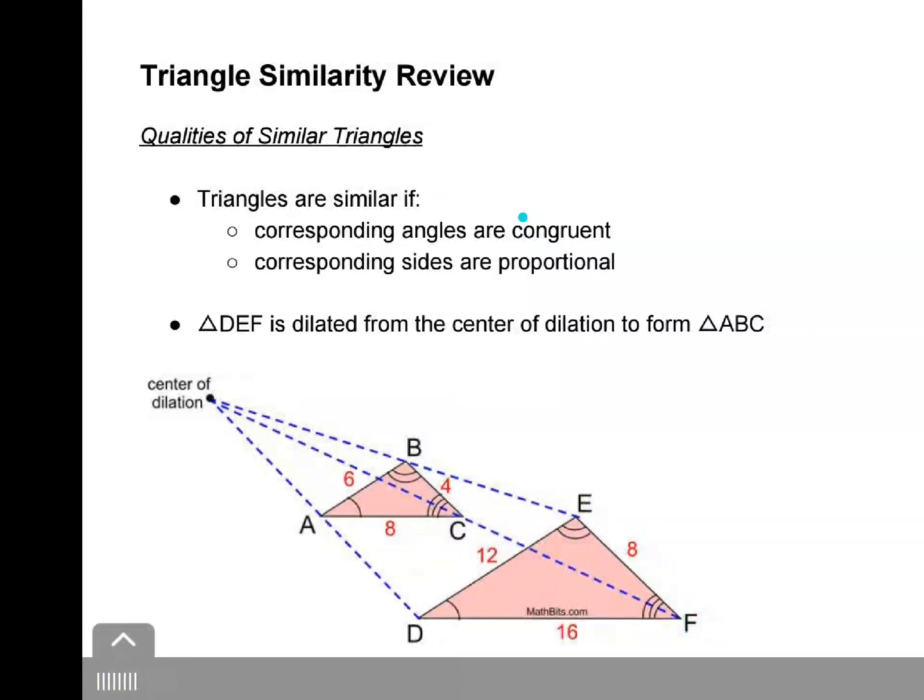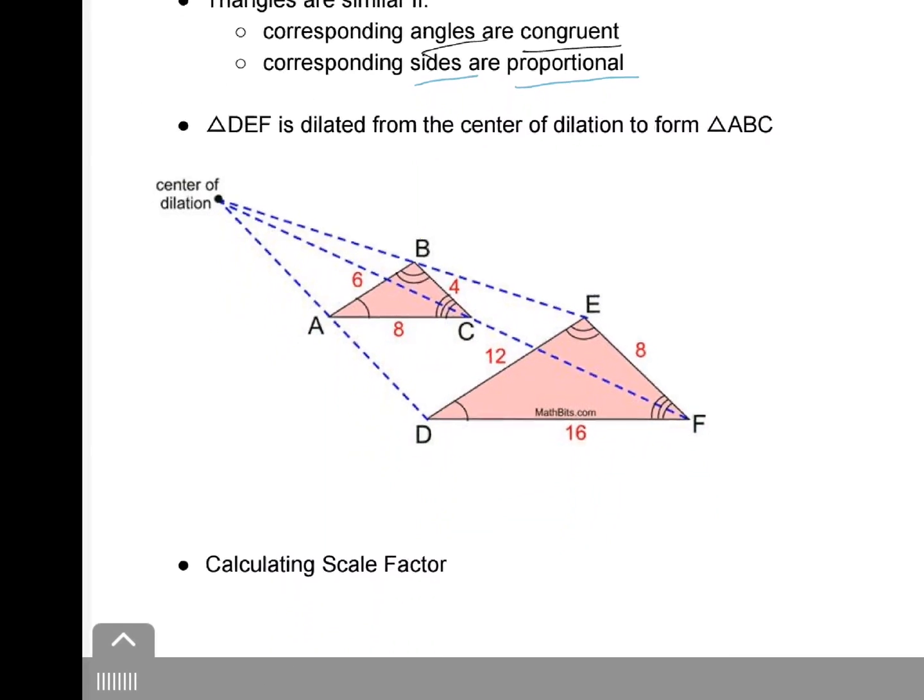All right, big idea here. Similar triangles. What are the qualities of similar triangles? Triangles are going to be similar if one of these two conditions are met, because if one is met, then the other is also met. Triangles are similar if corresponding angles are congruent. So that's our first quality here. Corresponding angles are congruent. And then also if corresponding sides are proportional. So we're looking for those two things. We'll talk about what each of those things here is in a minute.